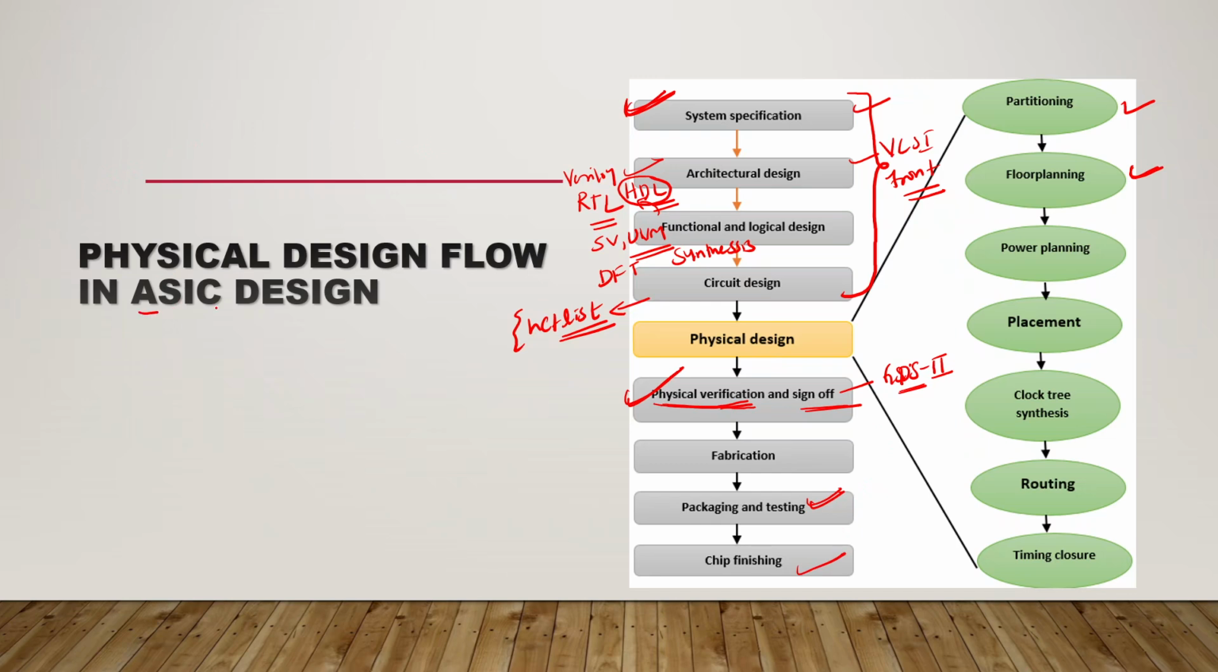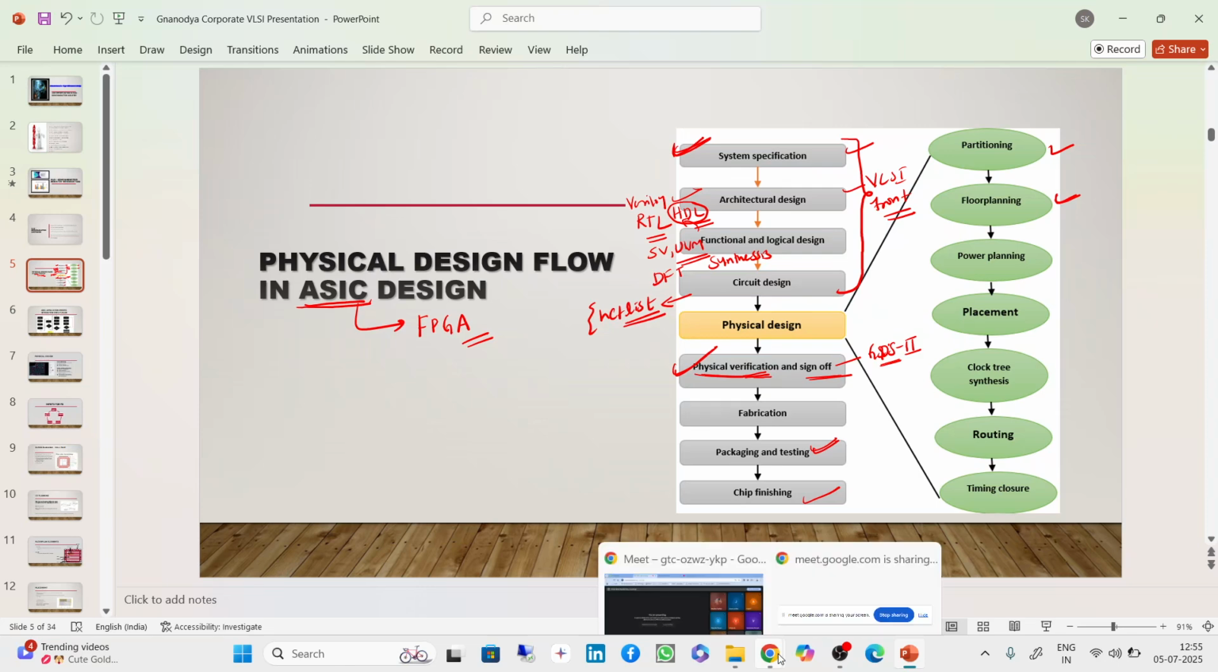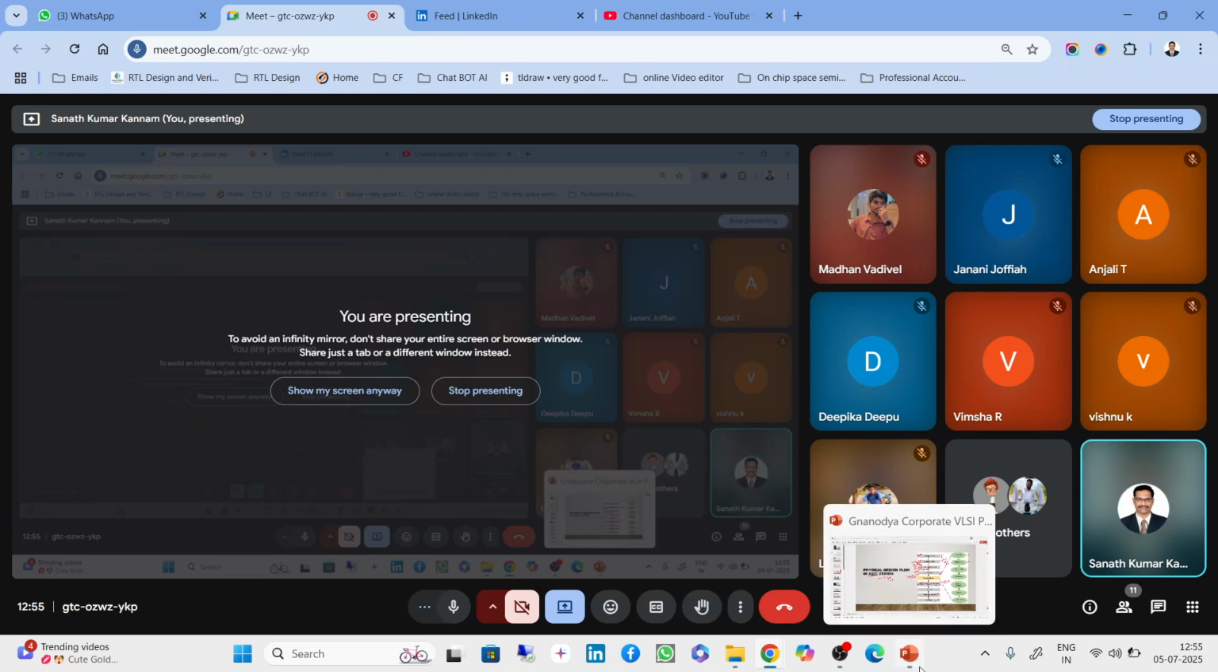So I want to ask, what is the difference between ASIC and FPGA? Can anyone say what the difference is between ASIC and FPGA? Do you have any idea about ASIC and FPGA? I'm asking, anyone give a response. Nobody is responding. Okay, I will tell you.